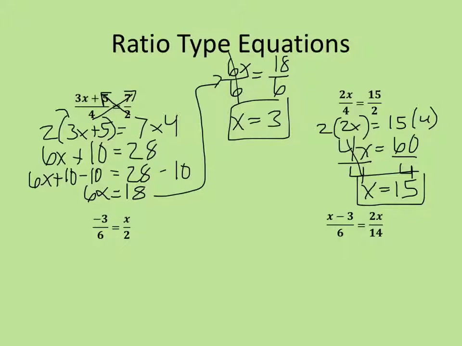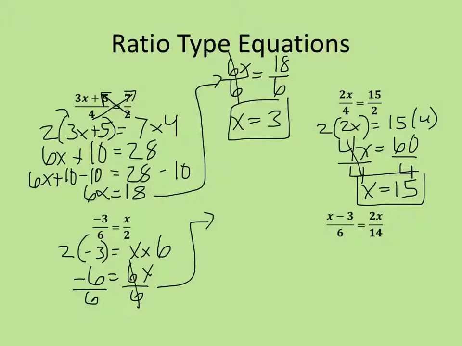Let's try the bottom one over here. So we have the denominators, and I'm going to just cross multiply them. So I have, let's try to stay consistent, 2 times -3 equals x times 6. This side gives me -6 equals 6x. Divide by 6 to get rid of the 6 here attached to the x. The 6's cancel out. 6 divided by 6 gives me 1. A negative divided by a positive, different signs, gives me a negative. So x equals -1.